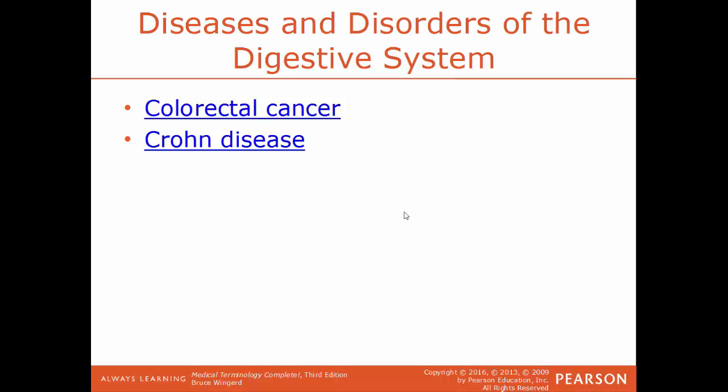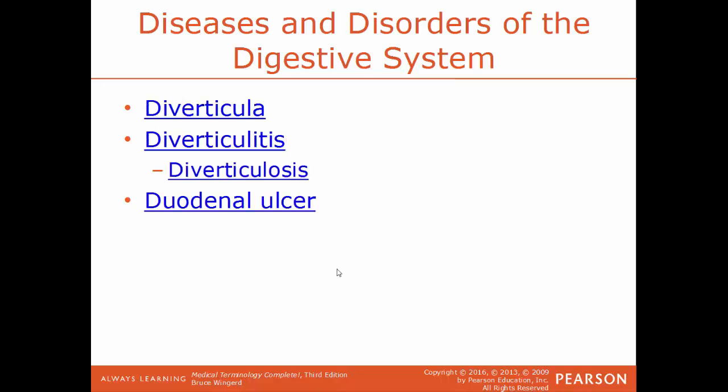Crohn's disease, the chronic inflammatory disease of the intestines, usually of the last part of the small intestine, the ileum, and of the colon, which can commonly lead to abdominal pain, weight loss, and malnutrition. The next term, diverticula. This is a plural form of the word diverticulum, which means a blind tube leading into a cavity, which is a reference to an abnormal sac or a pouch that develops at a weak point in the wall of the alimentary canal.